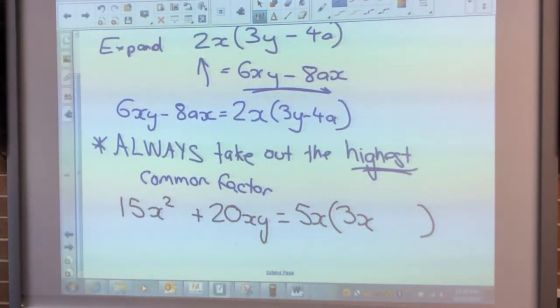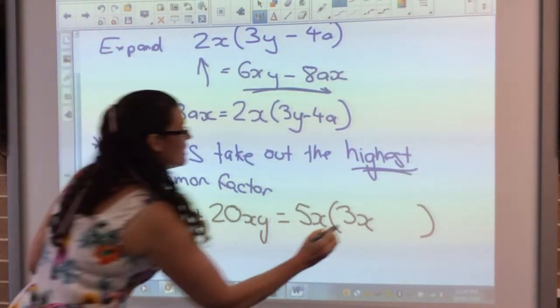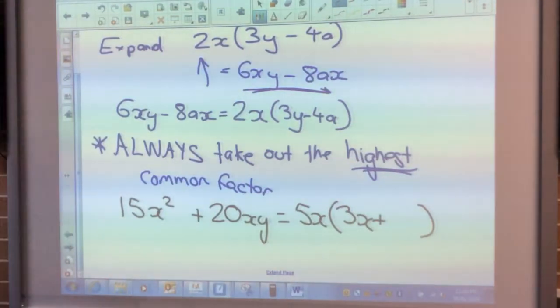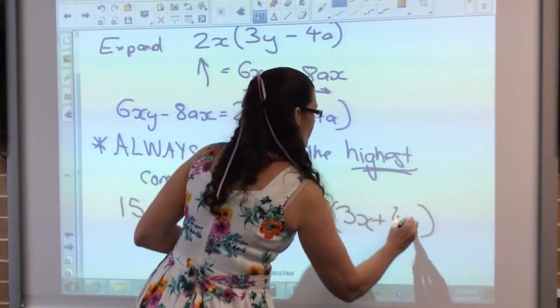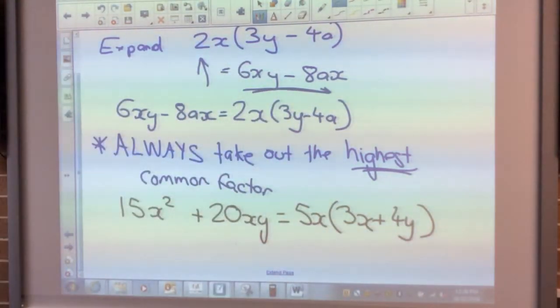Looking at the next one, 20xy, I've taken out 5x. It's a positive that's taken out as a positive as my question. It's just going to stay as a positive. There's no negatives happening here. What is going to be left in that term? Yep. 4y. Is everyone happy with that?